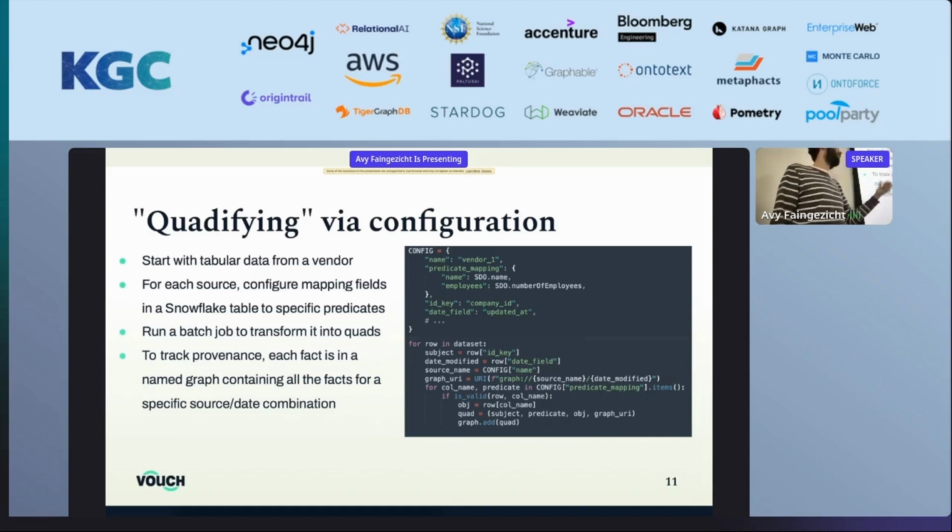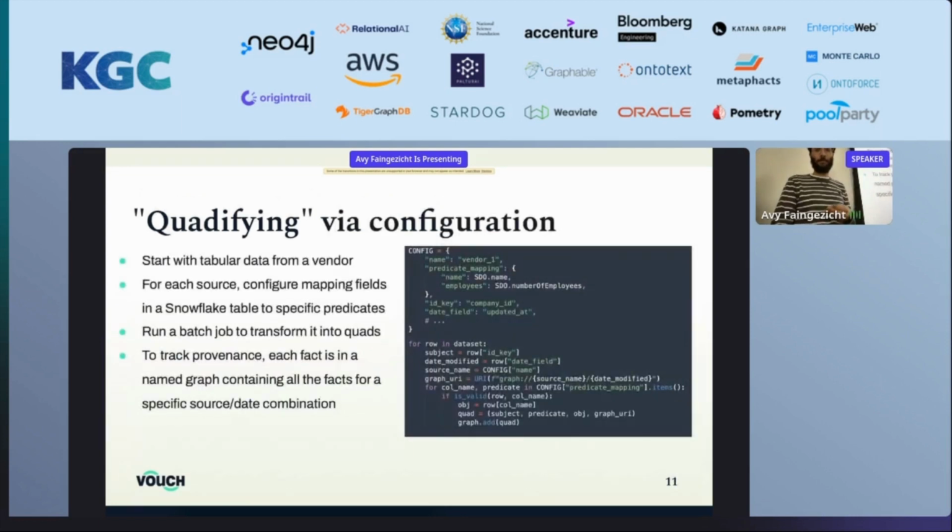And then if the row is a valid row, depending on the predicate, we create that quad that we add into our graph. This allows us to not only store the fact, but the metadata about it. Neptune doesn't support RDF-star, so this is our way of capturing that piece of metadata.